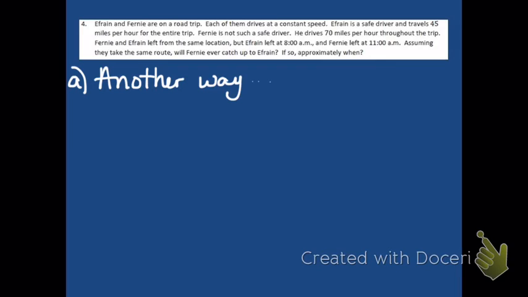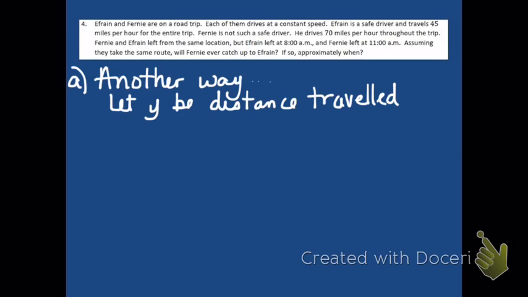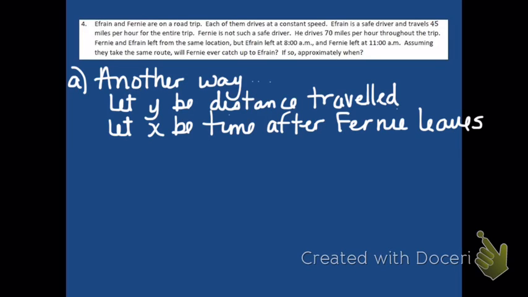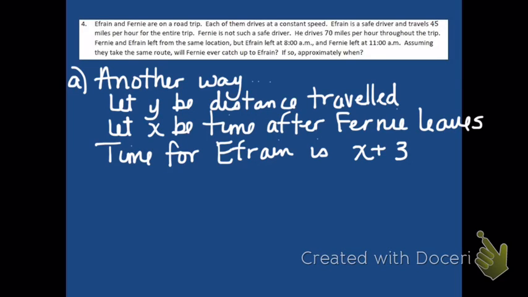So there are multiple ways to set these up, and even other ways you can think about how to make this time differential. But anyway, let me show you another way to think about this. So we're still going to let y be the distance traveled, and x be the time after Fernie leaves, from 11 a.m. And so if you think about it, the time Efren has been traveling will always be 3 hours more than what Fernie traveled. So instead of calling his time x, we can call it x plus 3. And I'll show you how this works out.